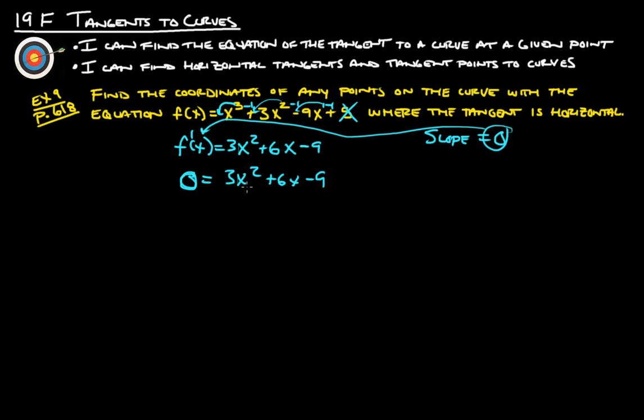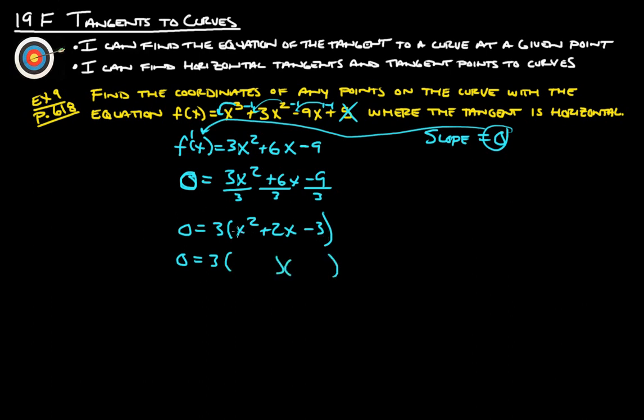Find any common factors that we have in here, which there are some. You can divide all of these by 3, right? So factor 3 out of all of these, and we get 0 equals 3 times x squared plus 2x minus 3. And now we can just factor this out.